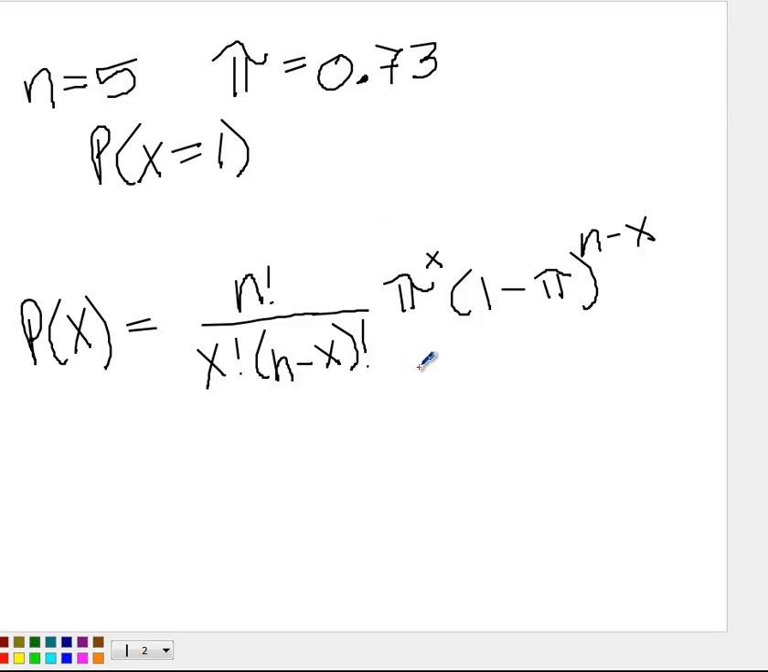This is the binomial distribution. It's very long and nasty looking, but it's not that bad. But you can also do it in Excel. But I'm going to show you how to do it by hand.